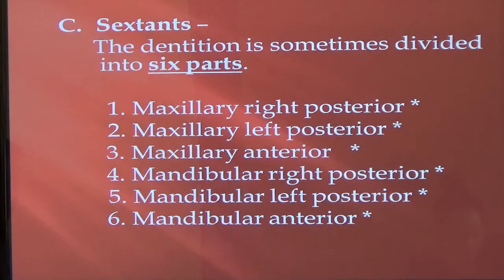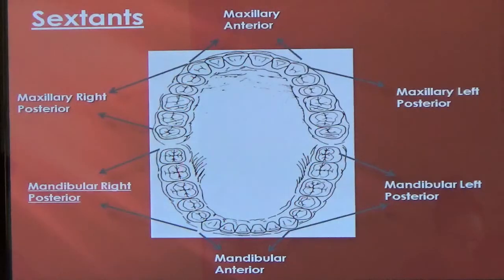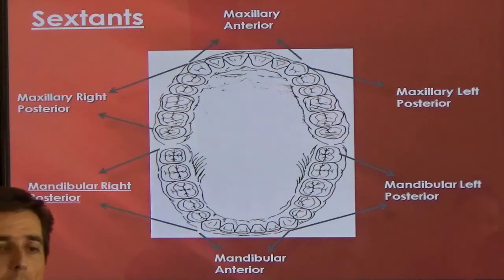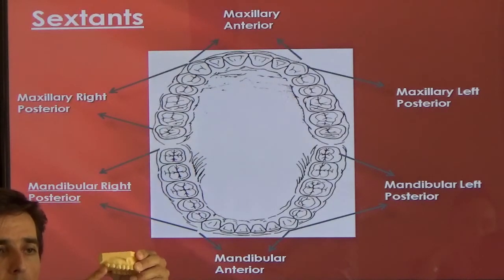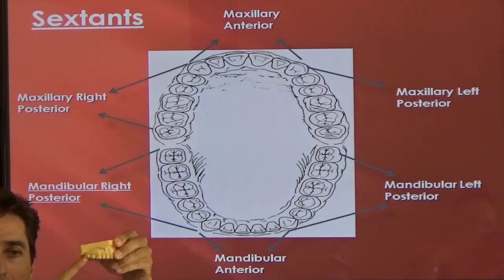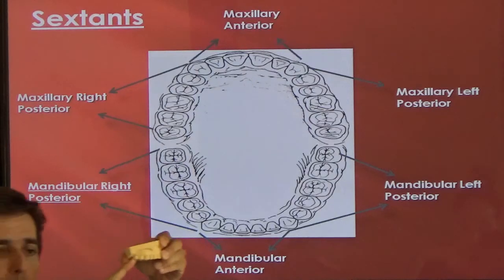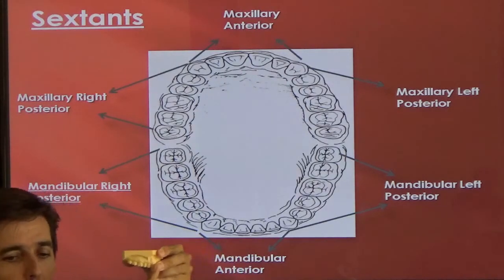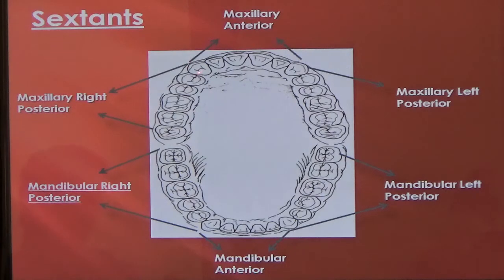We, as general dentists, I don't use this too much, but if you go to another office, they may say we're doing the anterior sextant, or we're doing the upper right sextant. Now, where it gets tricky is how you divide it up. The upper right posterior section goes from the most distal or the furthest back molar on that side to the canine. So it includes the canine.